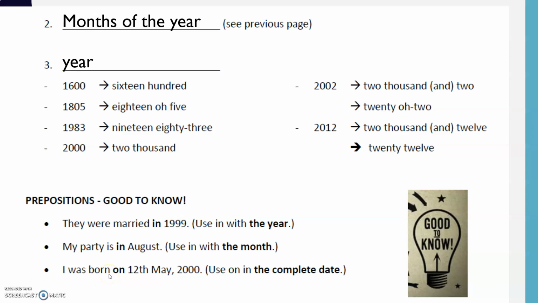Also remember, it's been a while. If you talk about the time, for instance, I'm meeting her at 8 o'clock, so use at. At noon, at 8 o'clock, at 11:05, and so on.